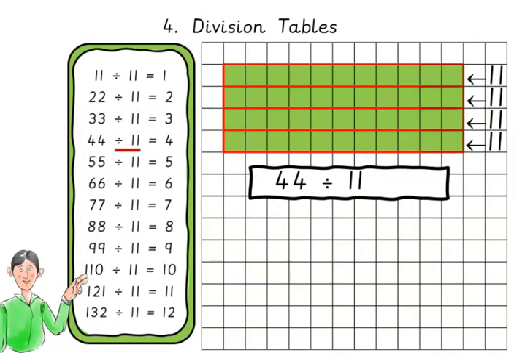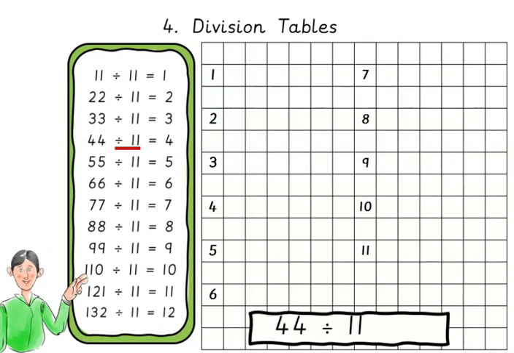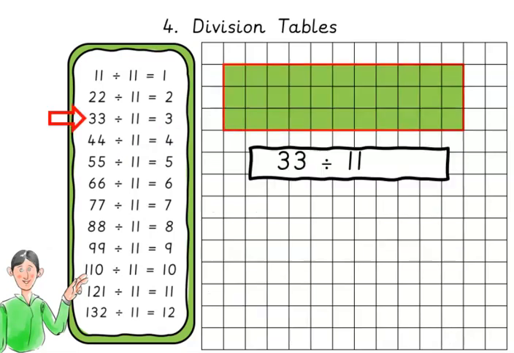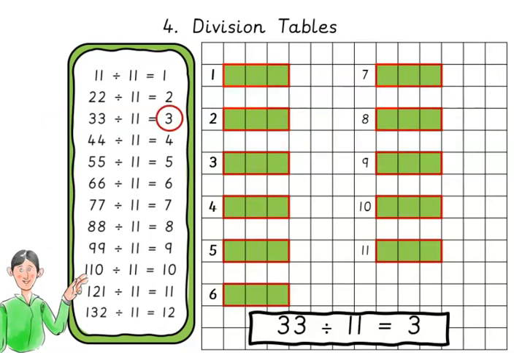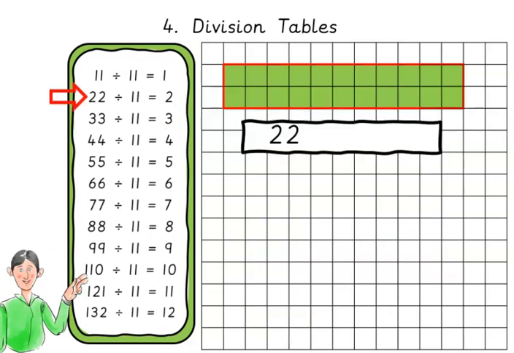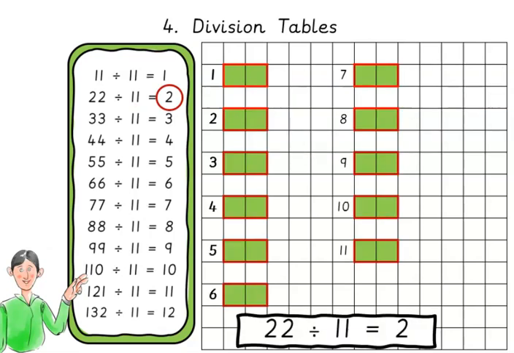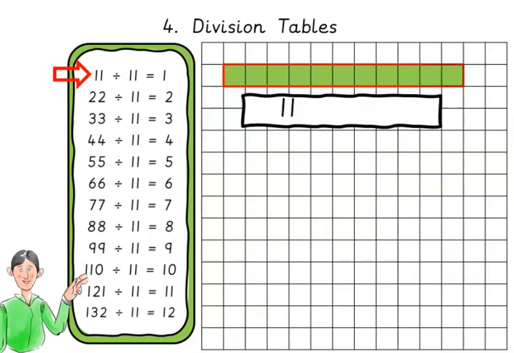Let's take 44. Split it into groups of 11, you'll have 4 groups. We can also get 44 and split it into 11 groups, and we'll have 4 in each group. 33 divided by 11 is equal to 3. 22 divided by 11 is equal to 2. Or split 22 into 11 groups, it's also equal to 2.